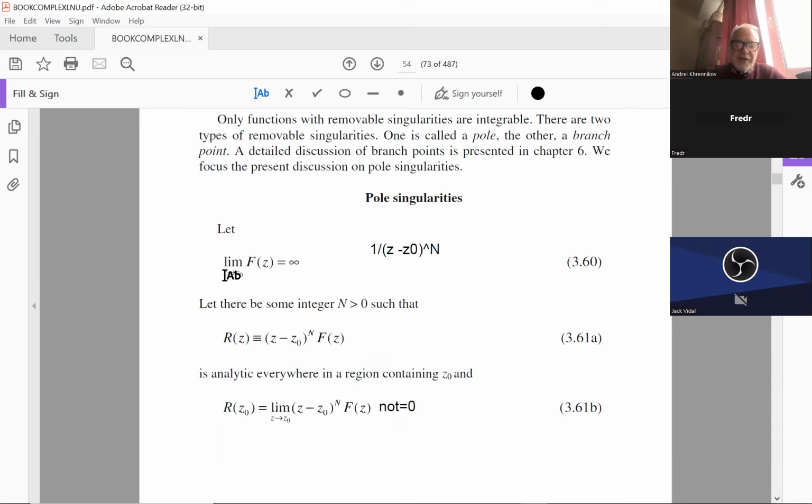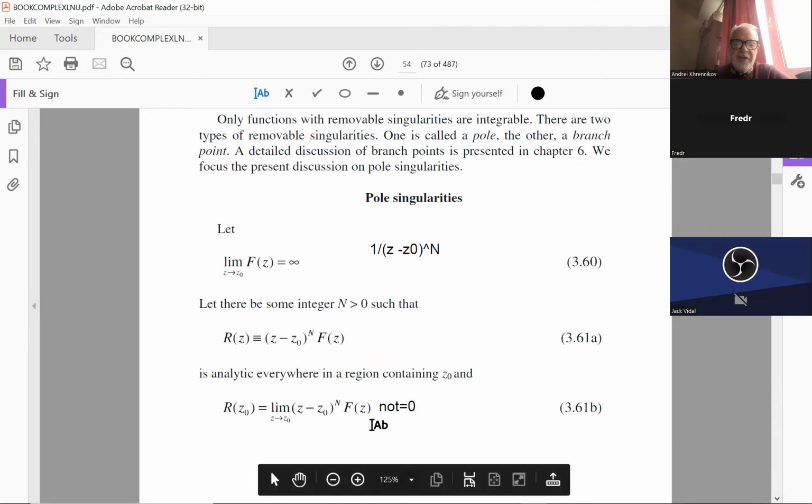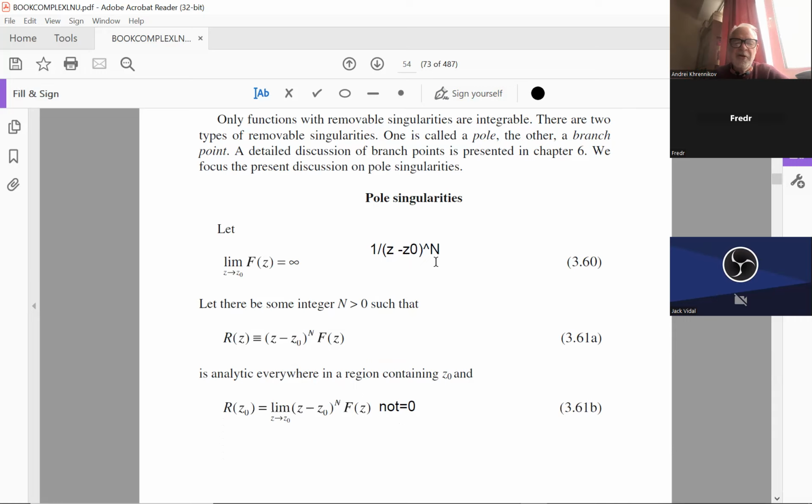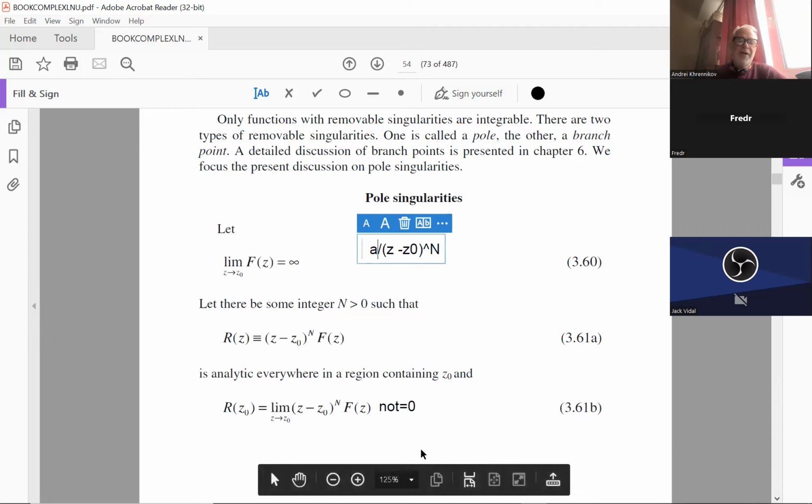Suppose that we have such a function. Here it is evident, but generally it can be a very complicated function. Suppose that this function has the property that this limit is not zero. In our case, we just multiply it by z minus z0, and we get that the limit would be 1, not 0. If here we put some number a, then the limit would be a. So this limit is of very big importance in the following considerations.